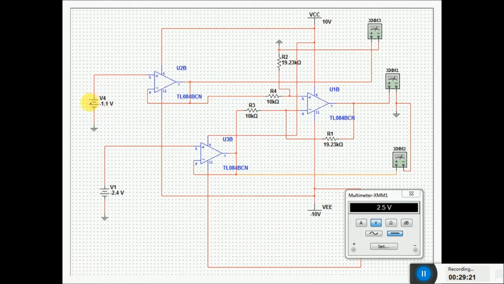And then for a negative 1.1 volt input, the rest of the circuit will remain the same, the offset will remain the same, and our desired output was 2.5 volts, and that is exactly 2.5 volts. So implementing this circuit in both ways resulted in the same results and in the correct results that were desired.